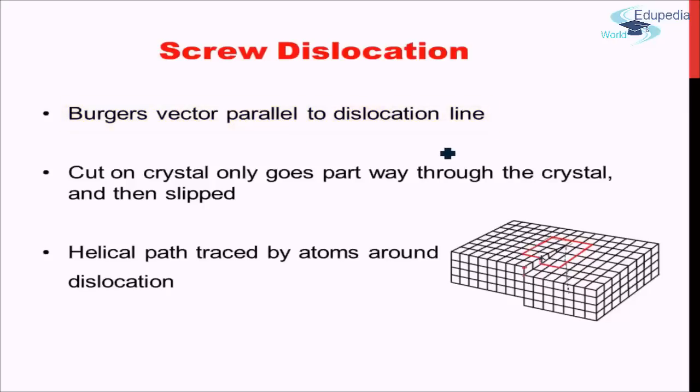And how do we get the screw dislocation? Basically by cutting the crystal halfway through and then slipping it 1 step or 2 steps or any number of steps we want. And the helical path is traced by the atoms around the dislocation line. If we move around the dislocation line, we will keep on stepping 1 atom step downward if we have sheared it by 1 atomic spacing. Okay, so this is screw dislocation.